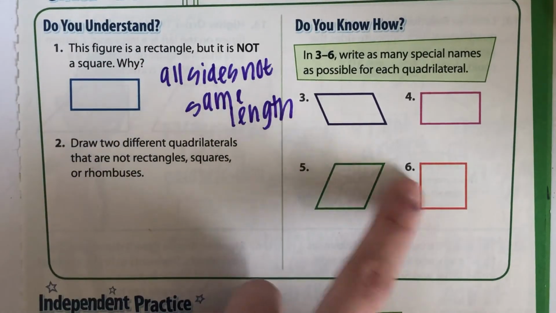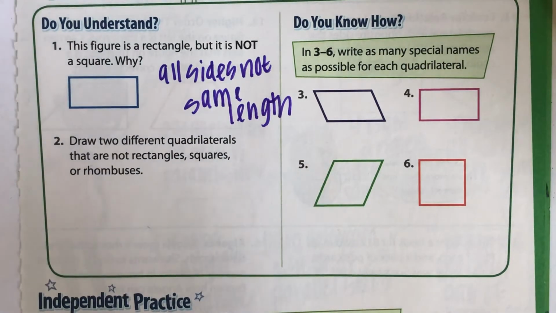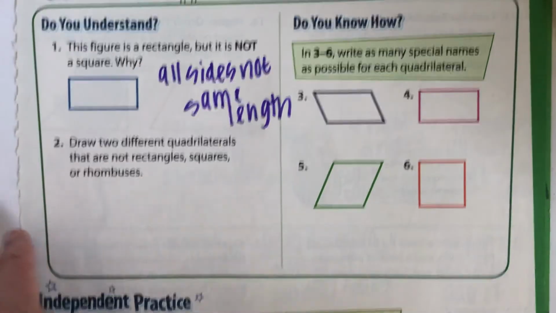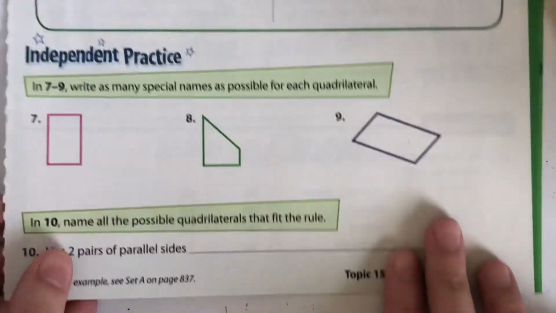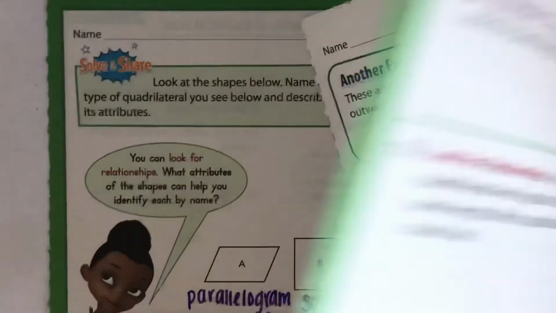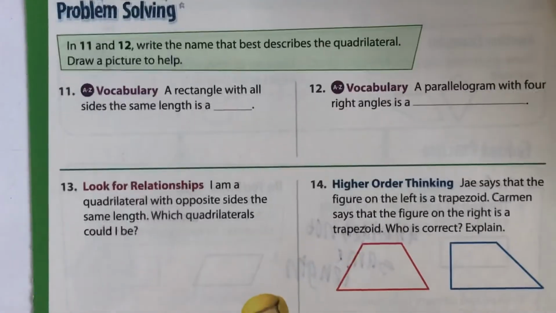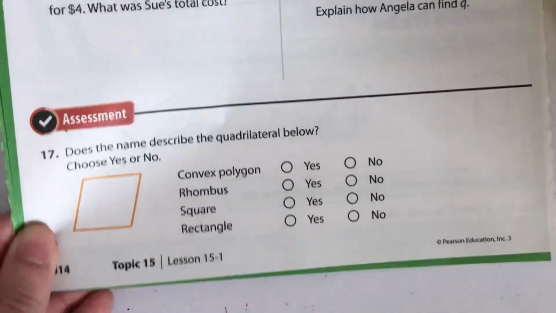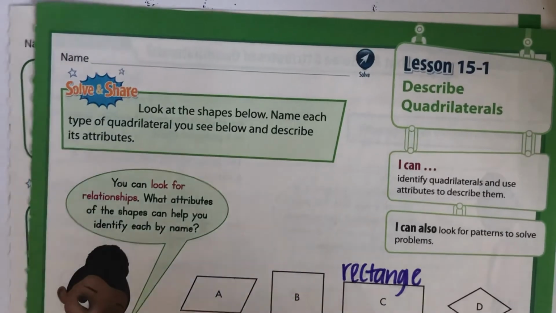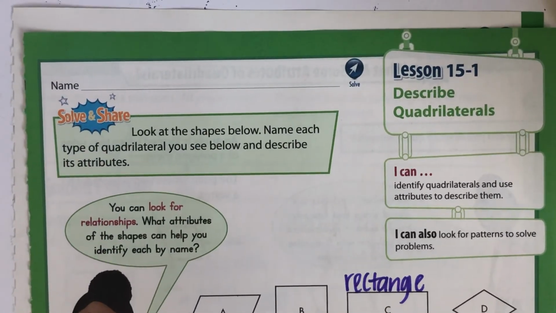Write as many special names shapes as you can. I want you to try the rest of this page on your own and try the back page on your own. That is lesson 15, 1, describe quadrilaterals.